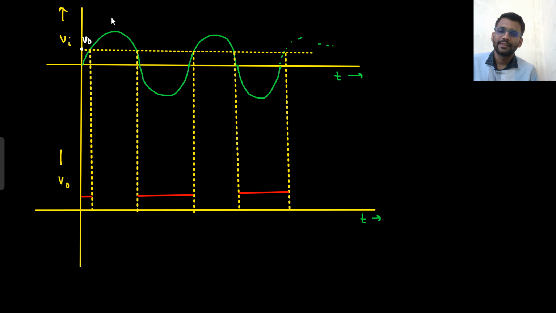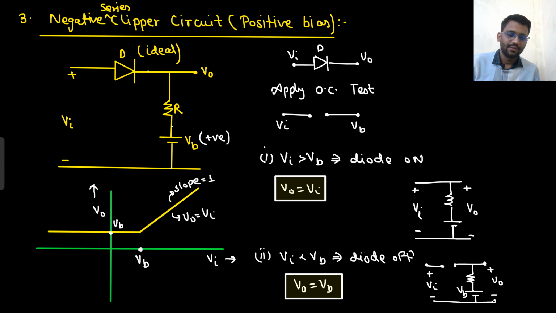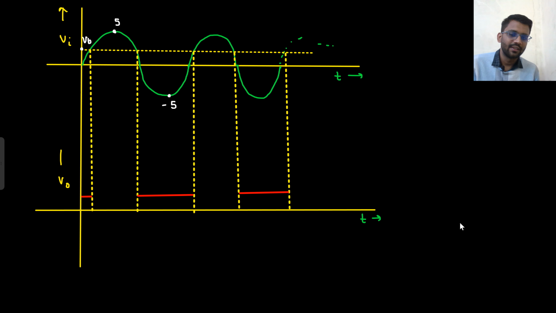Well and good. And let's assume this point is 5 and this point is minus 5. But there is no use of that, because for V in greater than VB, your output is equal to V in only. V naught is equal to V in only. So the exact same graph will come. Exact same.